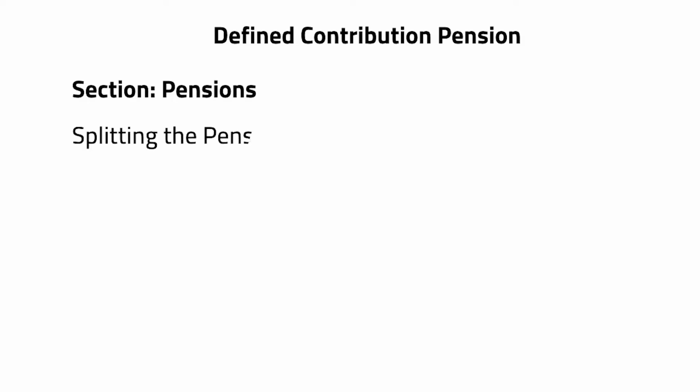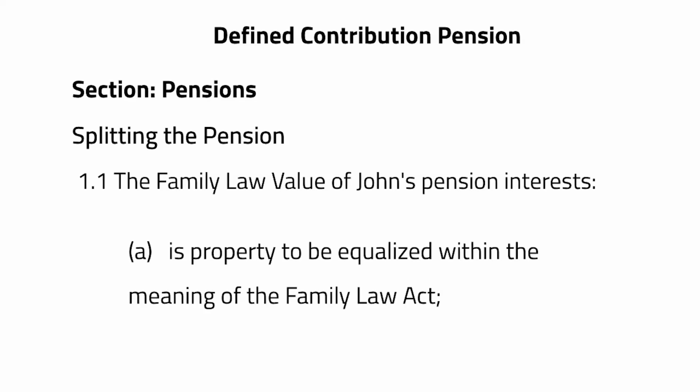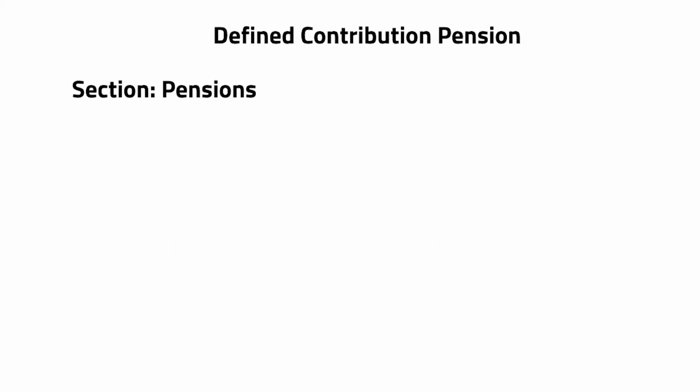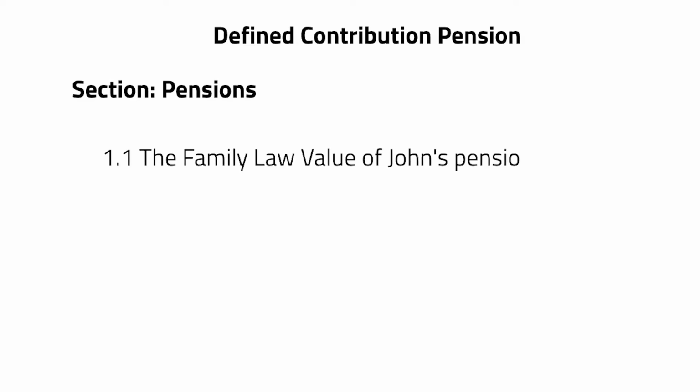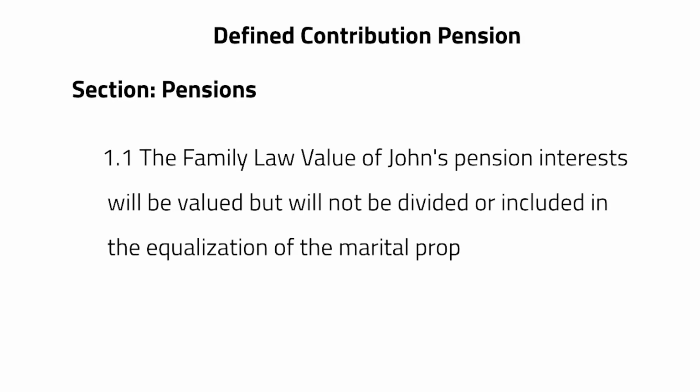So the first one we're going to look at, all of these will be in the section entitled Pensions. The first one is about splitting the pension. So the clause might look something like this. The family law value of John's pension interest is property to be equalized within the meaning of the Family Law Value Act. Or if you're not going to include the pension interest in the equalization, then you might say something like, the family law value of John's pension interest will be valued, but will not be divided or included in the equalization of the marital property.